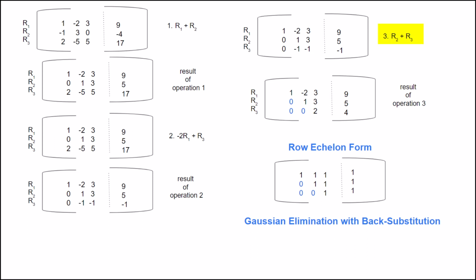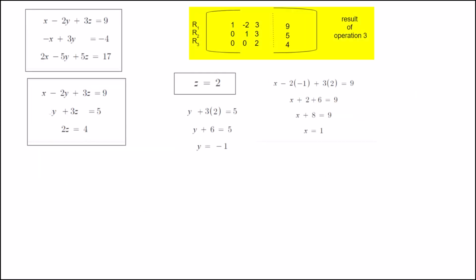Now let's add row 2 to row 3. 0 plus 0 is equal to 0. 1 plus -1 is also equal to 0. And 3 plus -1 is equal to 2. 5 plus -1 is equal to 4. So the result we get of this operation is that row 2 remains 0, 1, 3 is equal to 5, and row 3 becomes 0, 0, 2 is equal to 4. Let's carry this over to the next slide here.